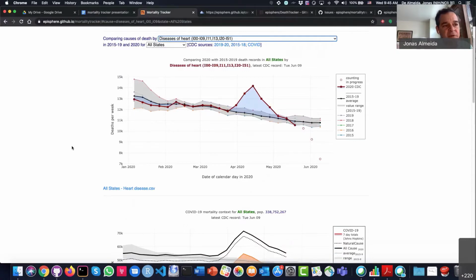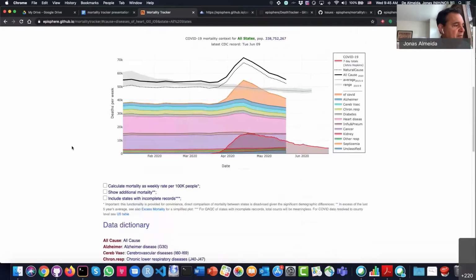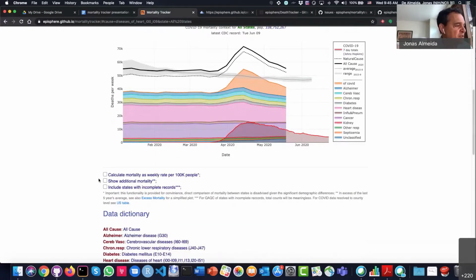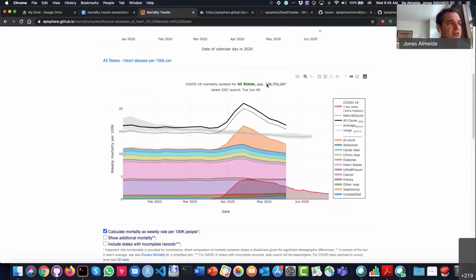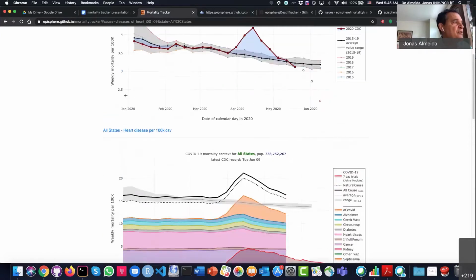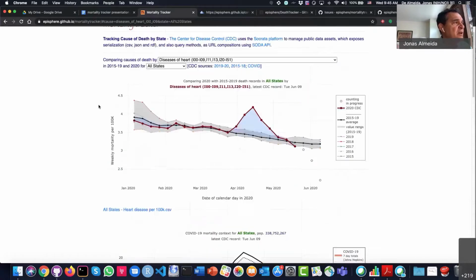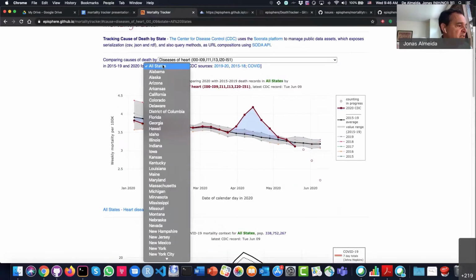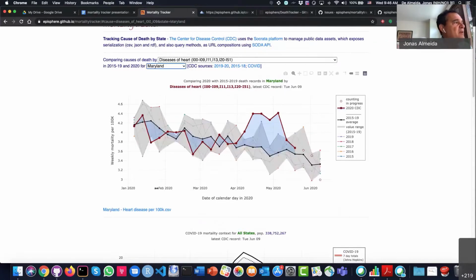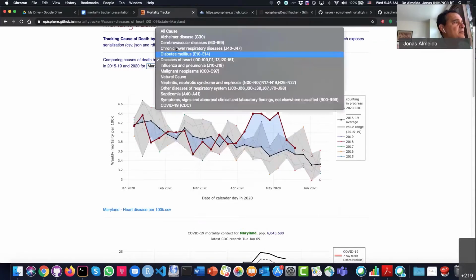The tool now gives you a number of features to explore these numbers. For instance, you could say, I'd like to see the mortality per 100,000. You see that we get the population as well. This is for all states. So now you just got the same numbers as the weekly mortality per 100,000. You may want to explore specific states, for instance, Maryland. And let's go back to all causes.